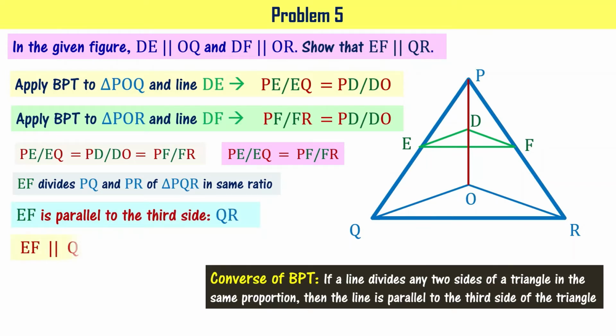Let me write that now. EF is parallel to QR. This is what we are asked to show. Please note that.